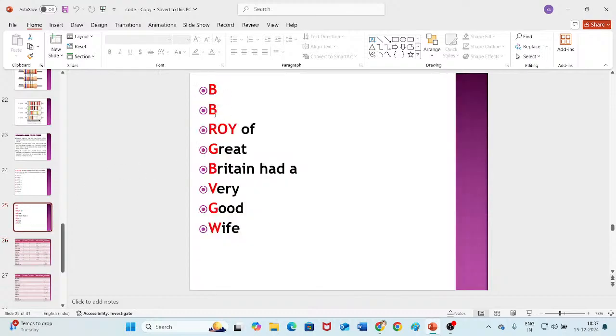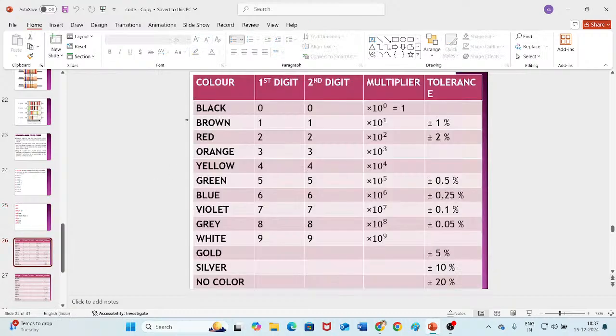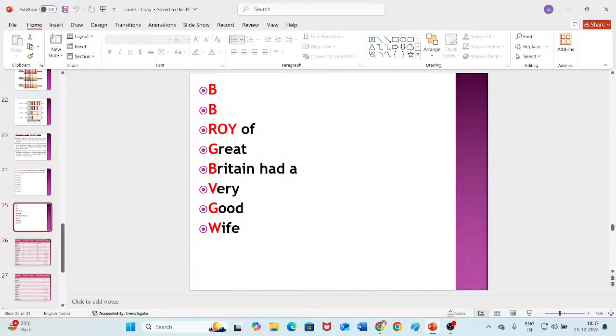There is a saying: B.B. Roy of Great Britain had a very good wife. If you remember this, that is more than sufficient to just write down this table. Just remember that B.B. Roy of Great Britain had a very good wife.